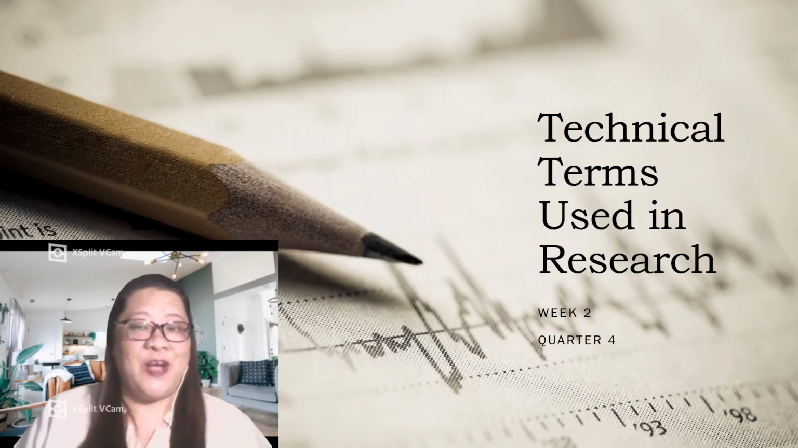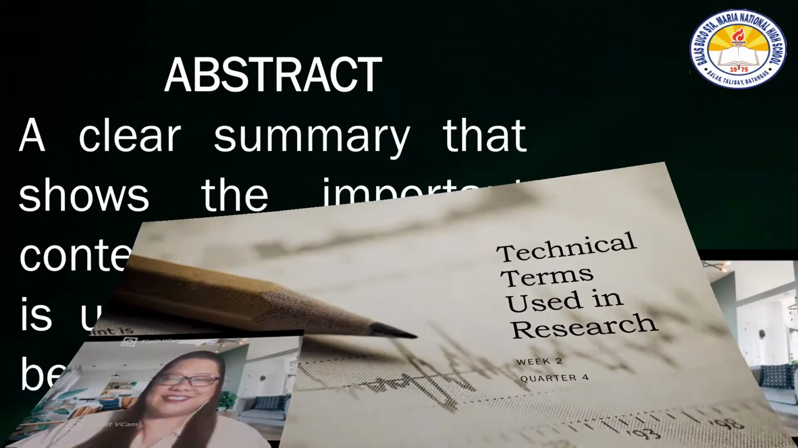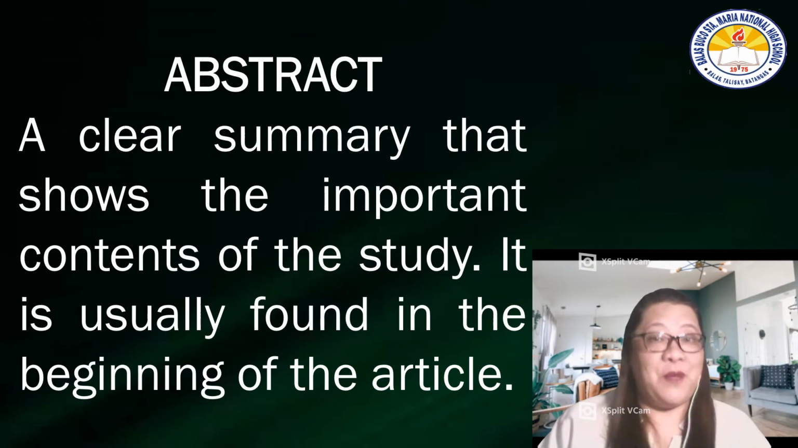At this point, let us focus on the technical terms used in research. One of the most important terms used in research is abstract, a clear summary that shows the important contents of the study. It is usually found in the beginning of the article.